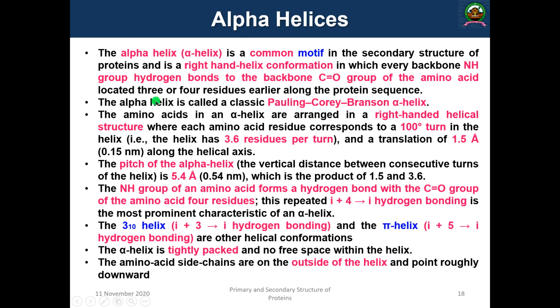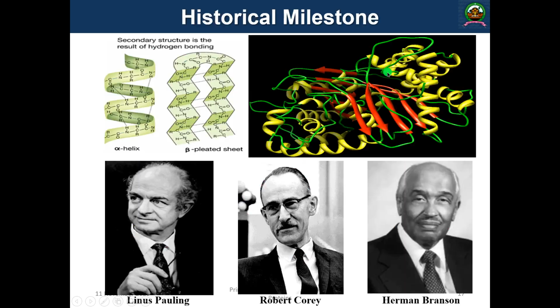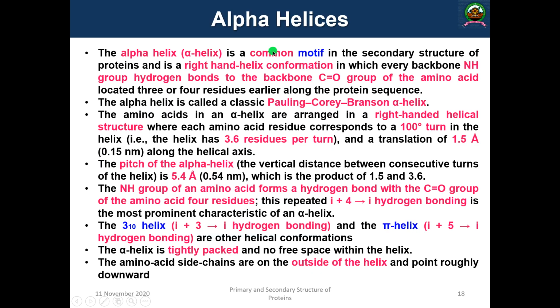Now we are going to study what we mean by alpha helical structure. The alpha helical structure, simply called alpha helix, is a common motif, a very, very important motif. Okay, this is one important motif. What are motifs? As I said, it is a small structure of amino acids that has a particular structure and function.